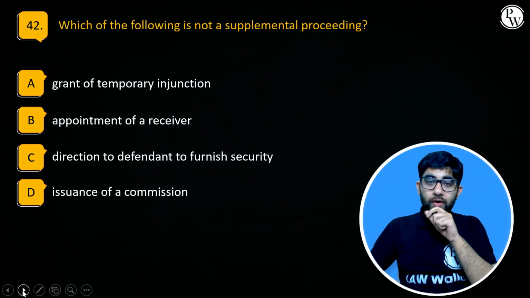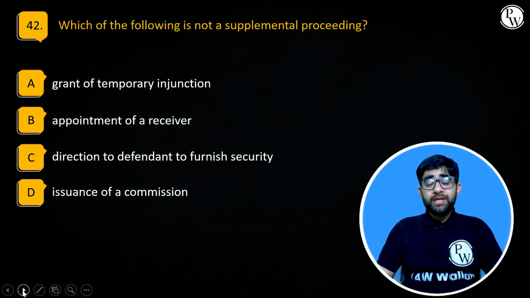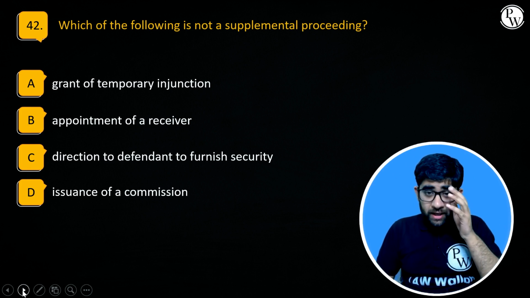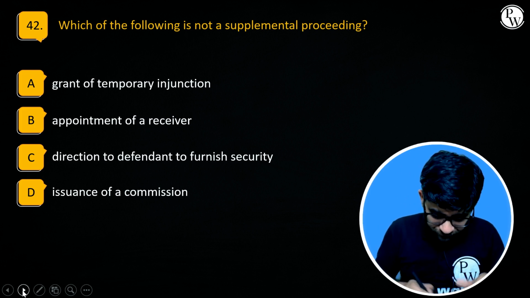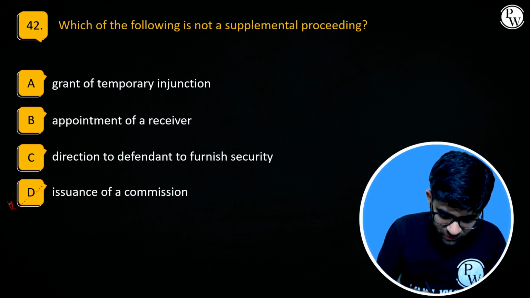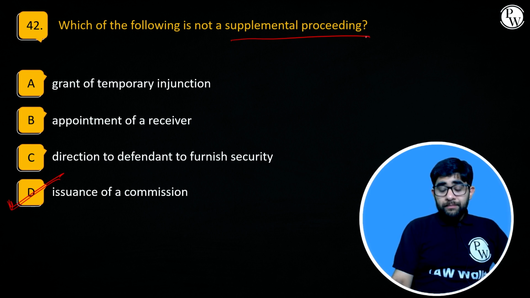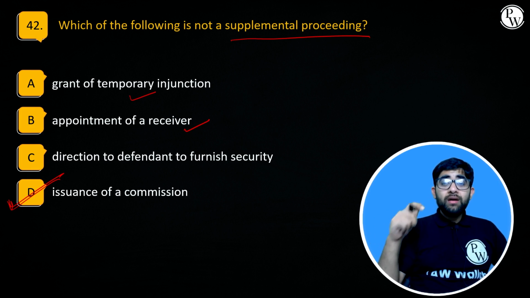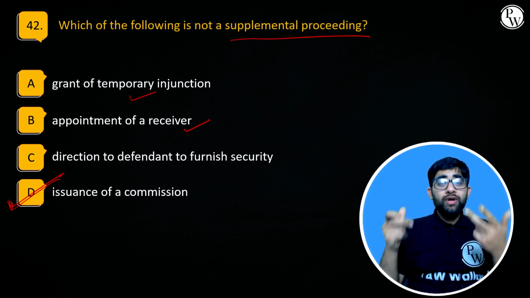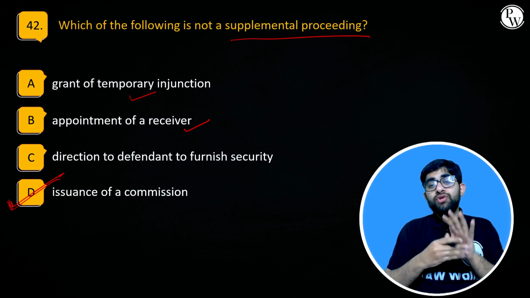Next, which of the following is not a supplementary proceeding? Grant of temporary injunction, appointment of a receiver, direction to defendant to furnish security, and issuance of a commission. The answer is issuance of a commission, because supplementary proceedings include temporary injunction, receiver — when a receiver is appointed — and when a direction is given to the defendant to furnish security, then also it amounts to a supplementary proceeding.